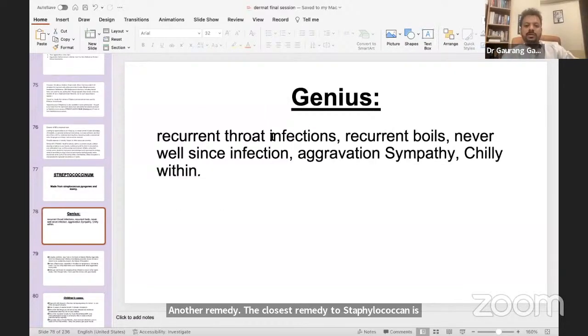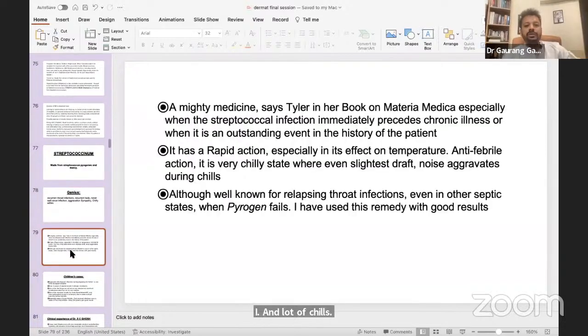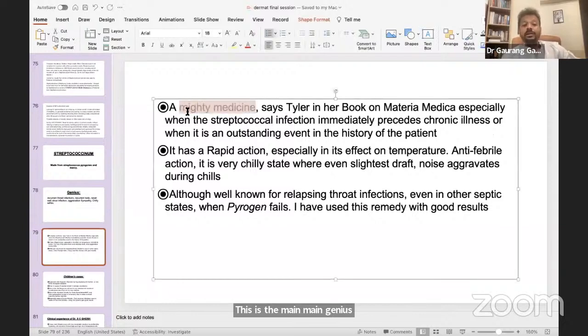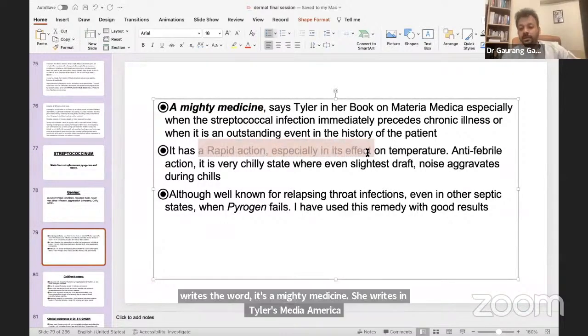Streptococcinum, the main pattern is recurrent throat infections, recurrent boils, never well since infection, aggravation by sympathy, and a lot of chills. Now, this is the main genius. Tyler writes the word, it's a mighty medicine, she writes in Tyler's Materia Medica. Boericke writes, it has a rapid action, right?